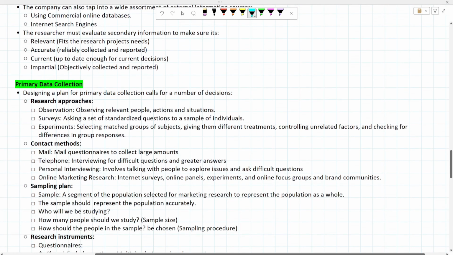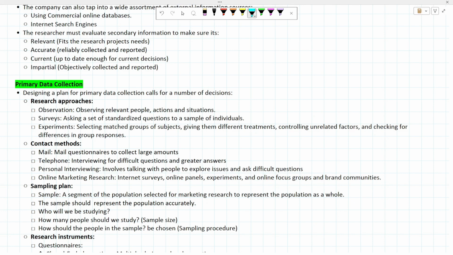So, primary data collection. Designing a plan for primary data collection calls for a number of decisions. Research approaches: observation is observing relevant people, actions, and situations. Surveys are asking a set of standardized questions to a sample of individuals. Your sample also wants to be close to the population, where your population is your target audience. Experiments are selecting matched groups of subjects, giving them different treatments, controlling unrelated factors, and checking for differences in group responses.